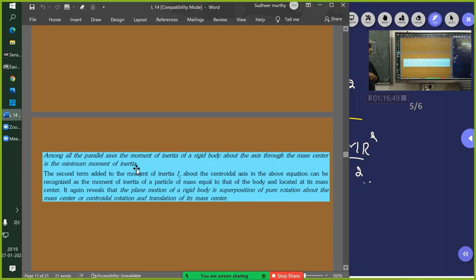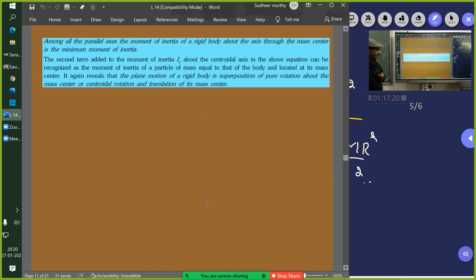Now, among all the parallel axes, the moment of inertia of a rigid body about the axis through the mass center is minimum. The moment of inertia about the center of mass is always minimum, otherwise mr square will get added. The second term added to the moment of inertia about the centroidal axis can be recognized as the moment of inertia of a particle of that mass located there. It reveals that plane motion of a rigid body is a superposition of pure rotation about the mass center or centroid and the translation of its mass. Anyway, we'll deal with it later.